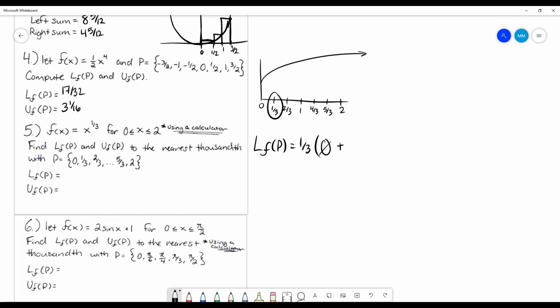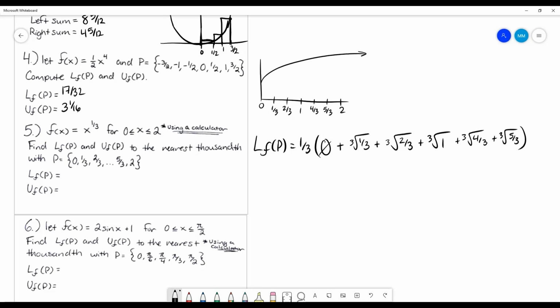So it's going to be 0 plus plugging in that 1/3, it's going to be the cube root of 1/3 plus cube root of 2/3 plus cube root of 1 plus cube root of 4/3. Plus cube root of 5/3, and again, we aren't including this 2 because this is a left sum, so we don't end up reaching that. And then I would just plug this part into your calculator.